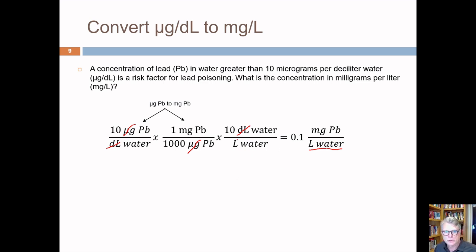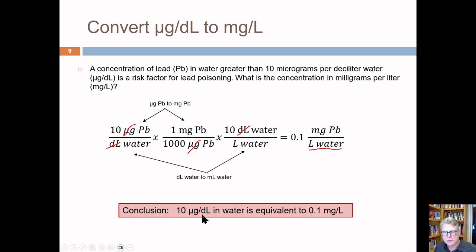So now we'll just go do the math. We have 10 times 10 in the numerator, it's 100. And we're dividing by 1,000, so 100 divided by 1,000 is 0.1. In other words, 10 micrograms of lead per deciliter of water is equivalent to 0.1 milligrams of lead per liter of water. There we go. That's our first dimensional analysis.